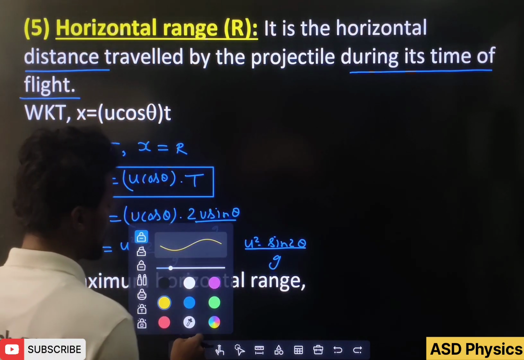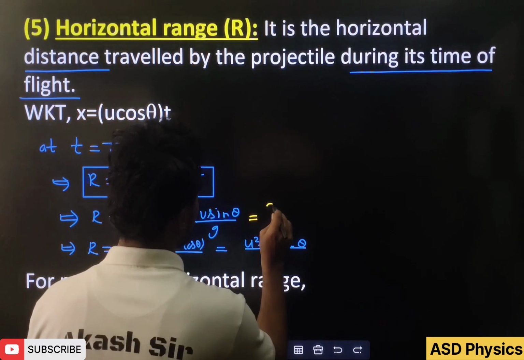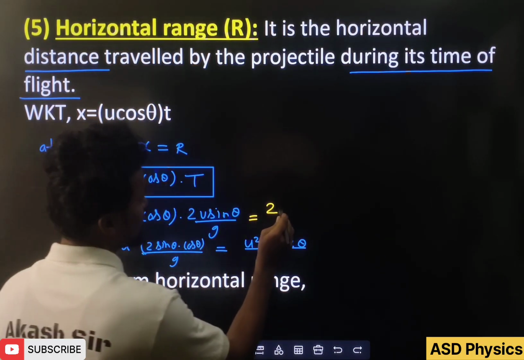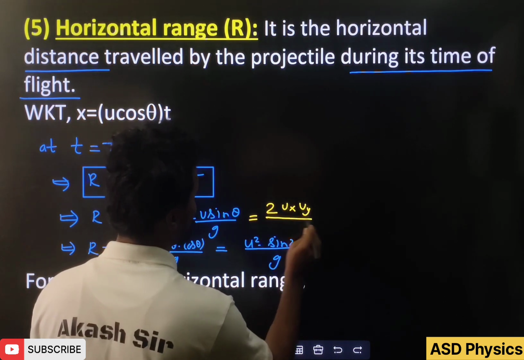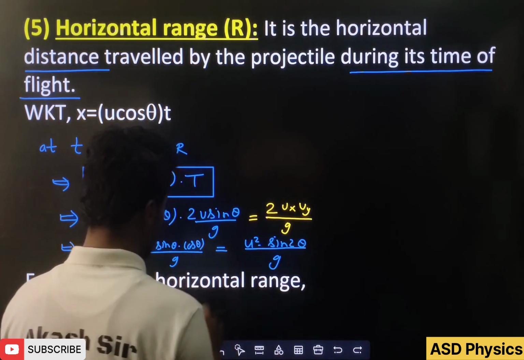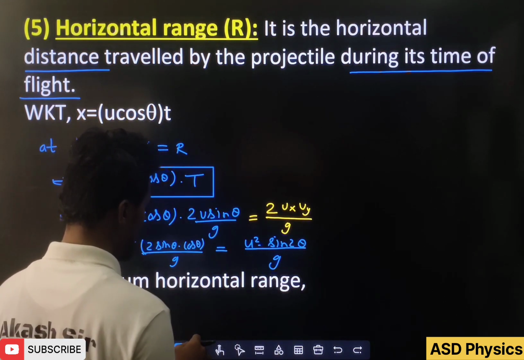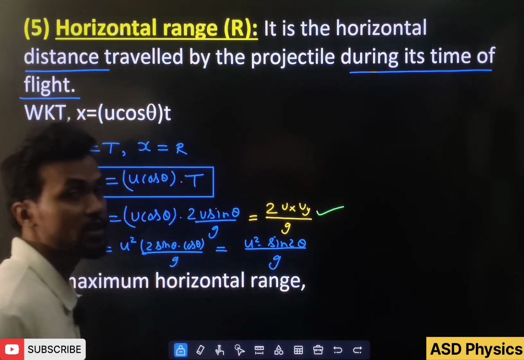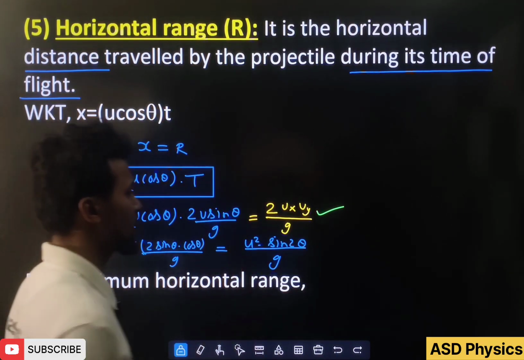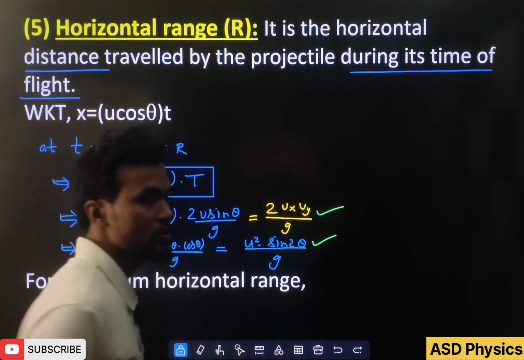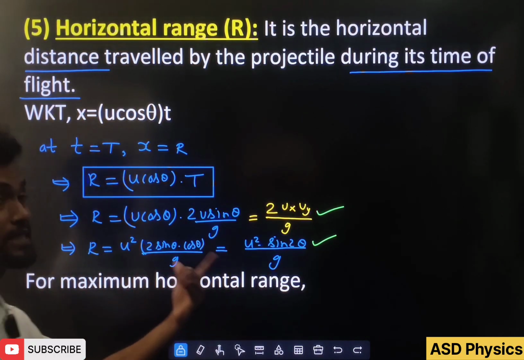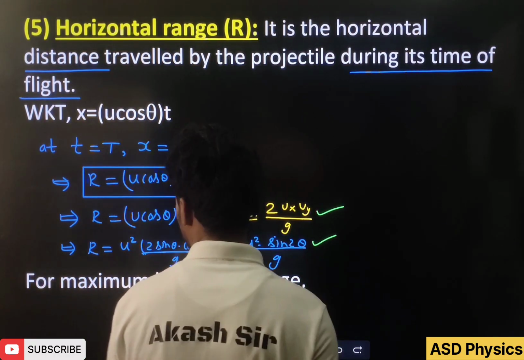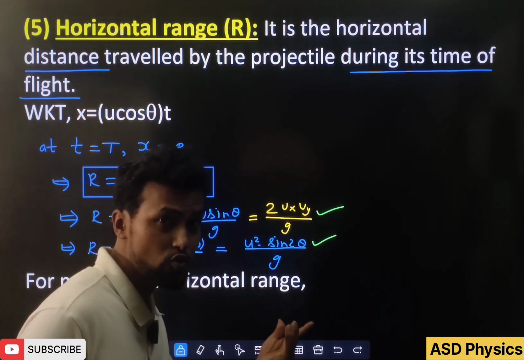I can even write it in component form also. From here, u cos theta is called ux, and this u sine theta is called uy. Both of them can be used depending upon the question. Range we can write as 2 ux uy by g, or u square sine 2 theta by g. Both are the horizontal range.